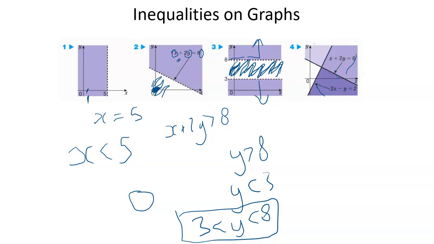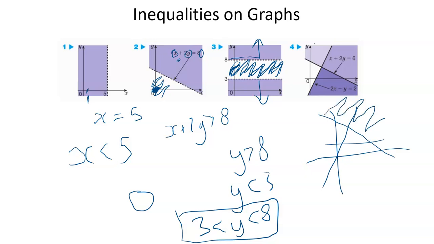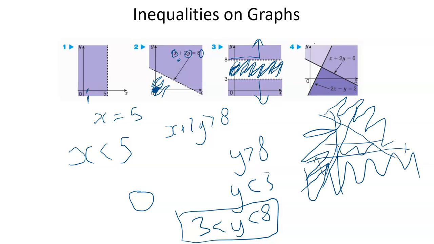Whereas if you colour in the side you don't want, then I don't care if they overlap. I'm left with the bit that I want. So if you're doing this in a GCSE exam and you draw 3 lines like this, you generally shade, I don't want that bit, I don't want that bit, I don't want that bit, and the bit that's left blank is the region that you want.